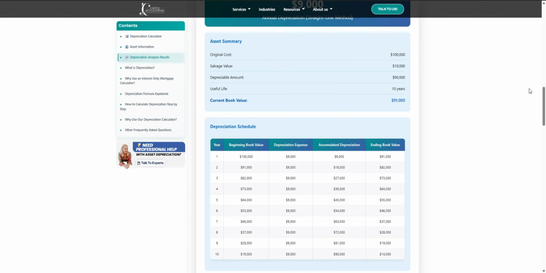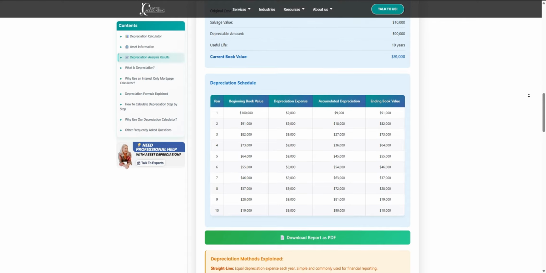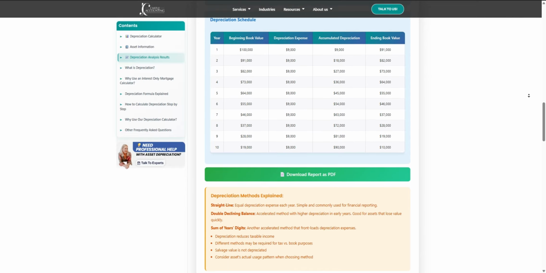This isn't a one-time tool. You should bookmark this calculator if you buy equipment regularly, purchase vehicles, run a growing business, want predictable tax planning. Instead of guessing or using spreadsheets, this gives you clarity in seconds.